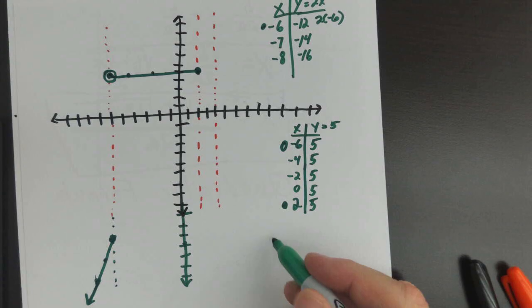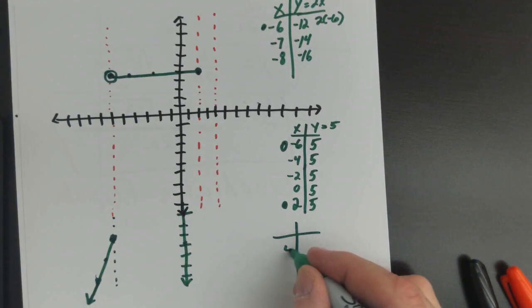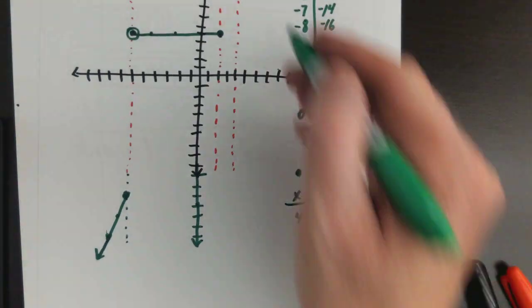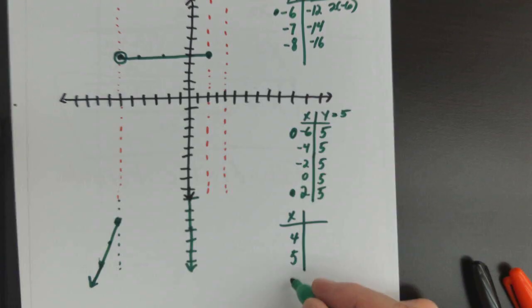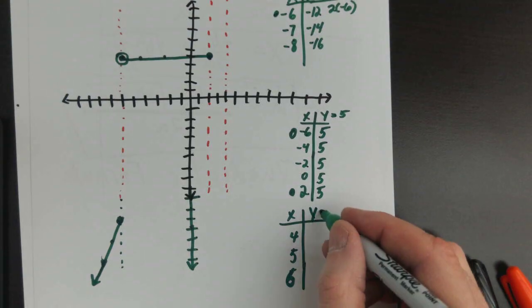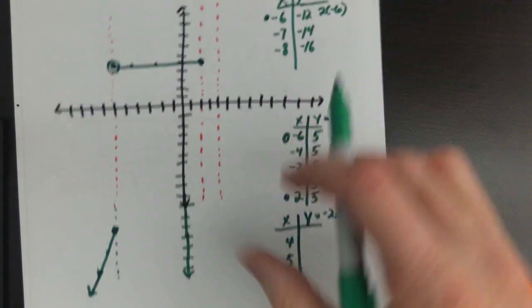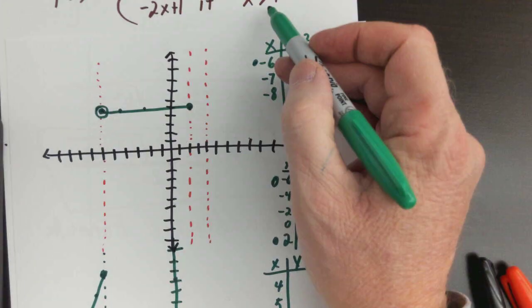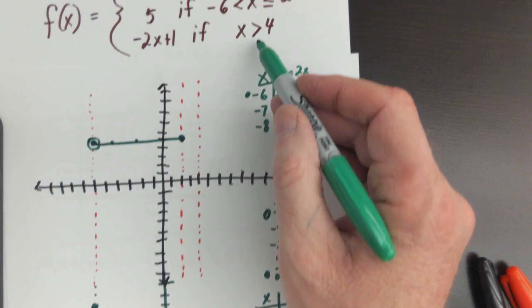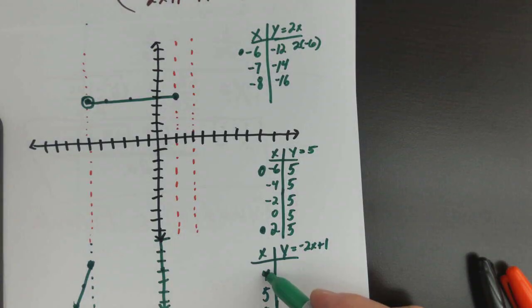Now the last one is -2x plus 1, but that starts at 4. See, x is greater than 4. Let's go bigger than 4: 4, 5, and 6. So y is -2x plus 1. Notice with my table, I make it to match these constraints here, these inequalities. X is greater than 4. Let's use 4, 5, and 6, but I'm going to have an open circle at 4.